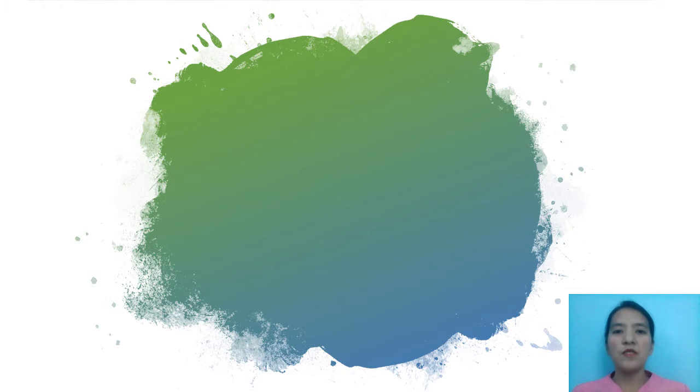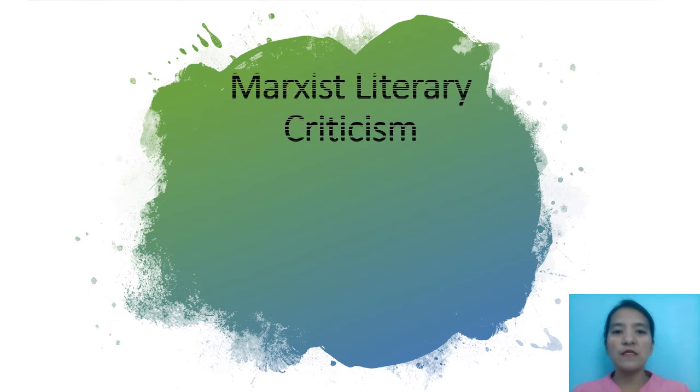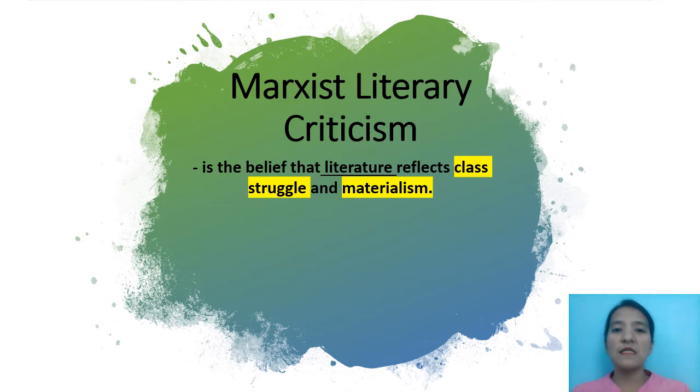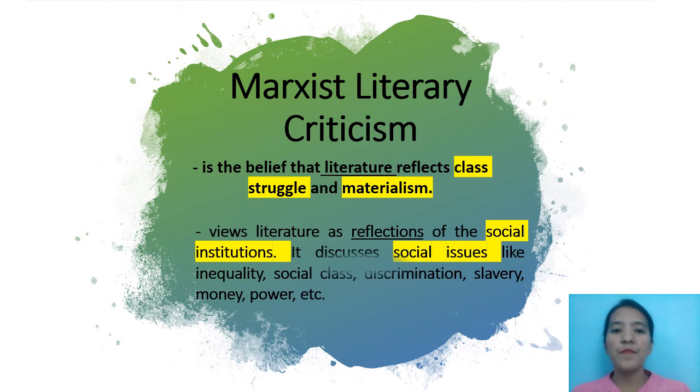I have shown you those pictures because they have something to do with our lesson for today, which is the Marxist literary criticism. It is to believe that literature reflects class struggle and materialism. It also views literature as reflections of the social institutions. It discusses social issues like inequality, social class, discrimination, slavery, money, power, etc.